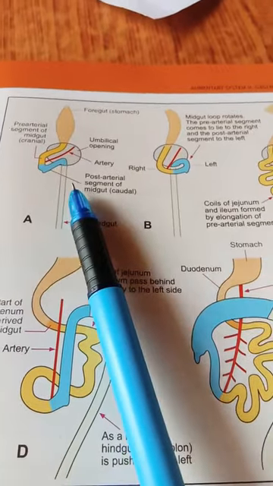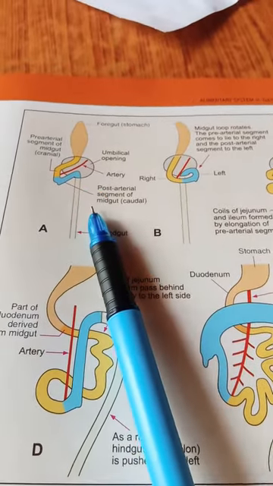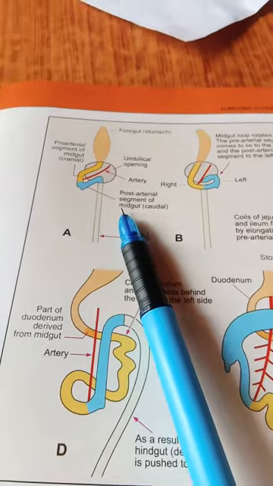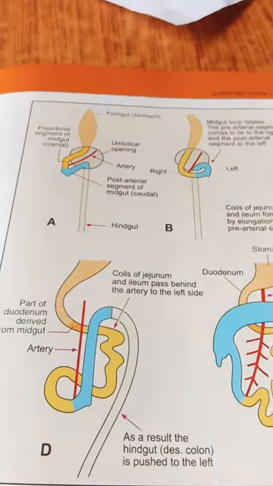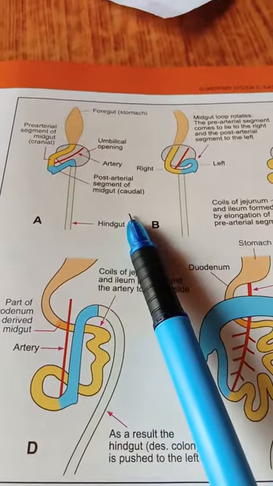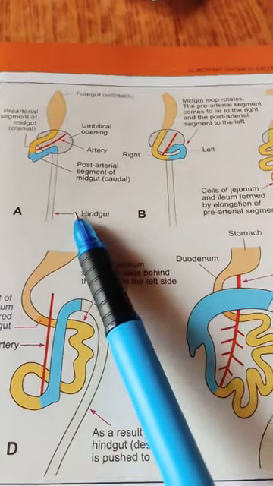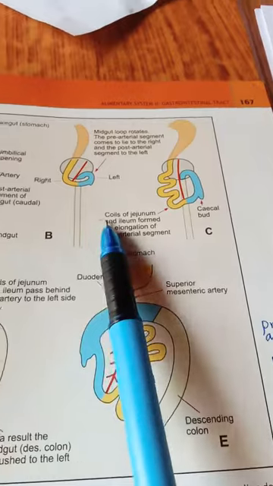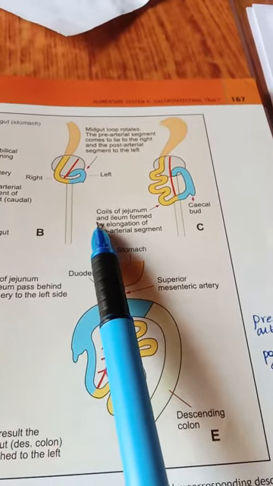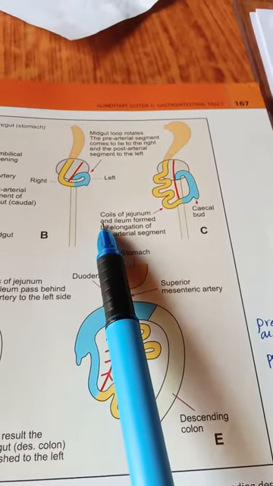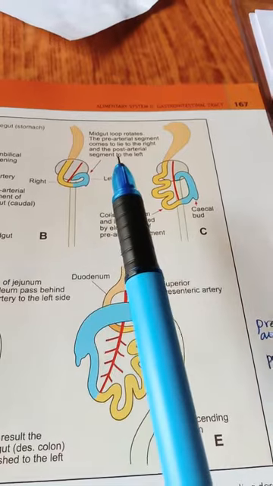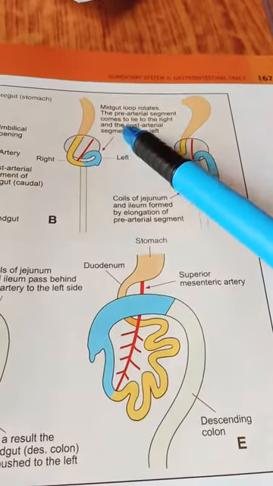Next, initially the loop lies in the sagittal plane. That is, the proximal segment is cranial, right? And the post-arterial segment is caudal, and also it is ventral to the proximal segment. And next, rotation. So what happens when rotation takes place? In rotation, the loop goes through an anti-clockwise rotation by 90 degrees. That is, they now lie in the horizontal plane. So you can see here the midgut loop is rotating.